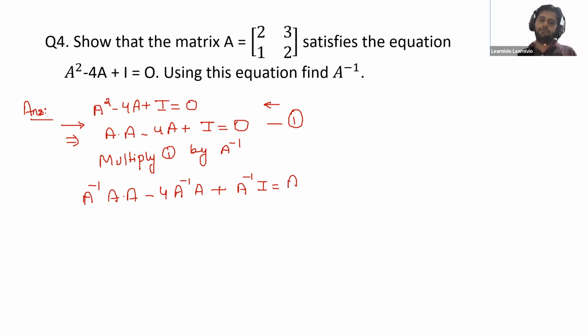This is equal to A inverse into null matrix. Yes, we can shift all the terms to the right side, but we need A inverse. So that's why we need to multiply the complete equation with A inverse. Now A inverse into A. This is what? Abdur, can you tell me what is the value of A inverse into A?